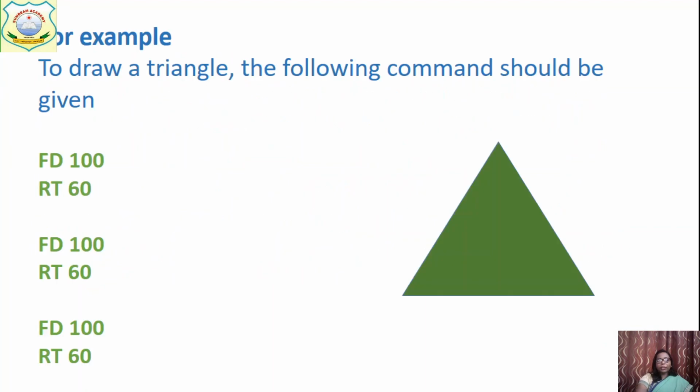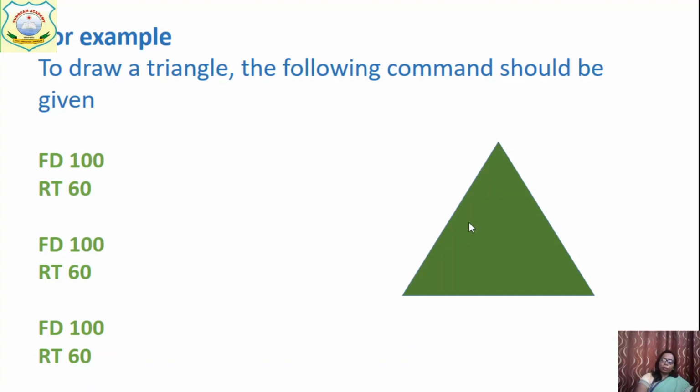Now to draw the triangle we have this command. Just see, to draw a triangle what will we do? FD 100 first, FD 100 RT 60, FD 100 RT 60. These commands will make a triangle.